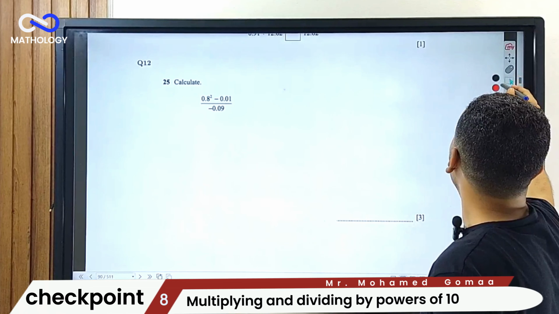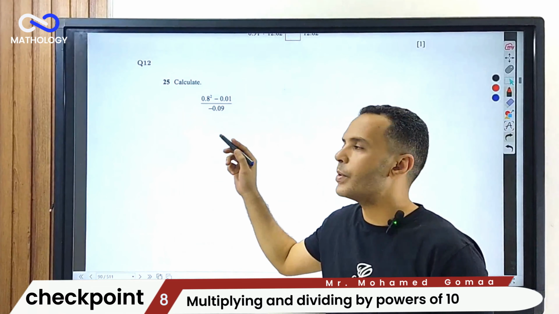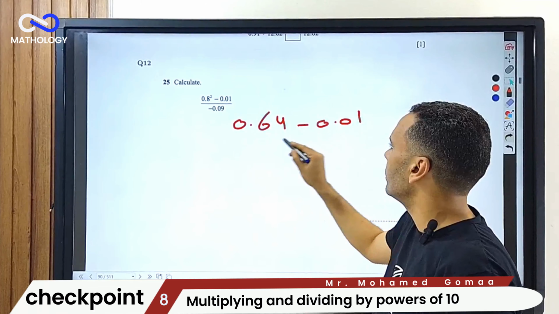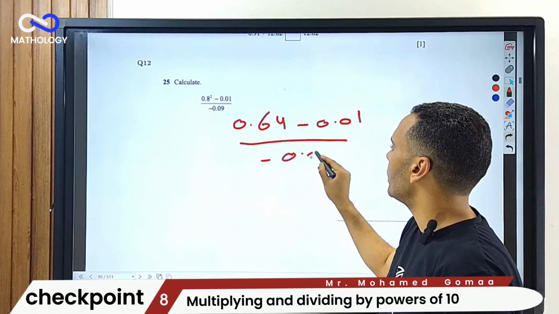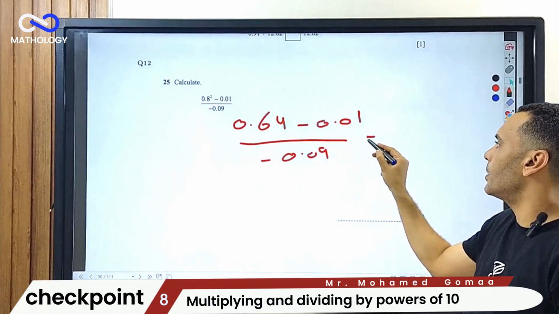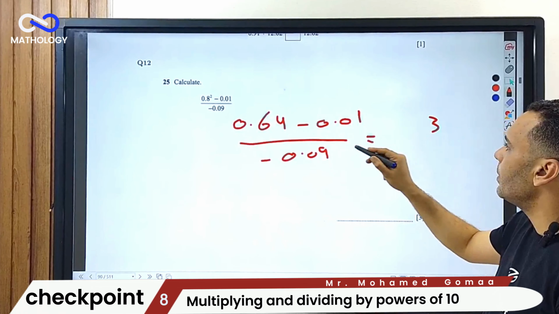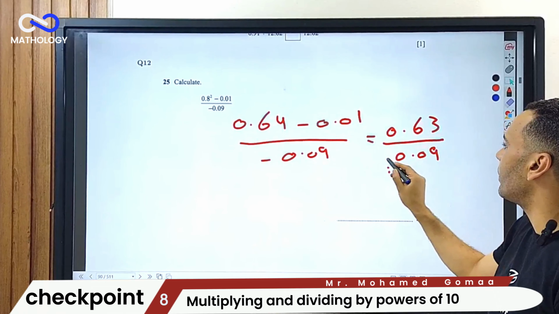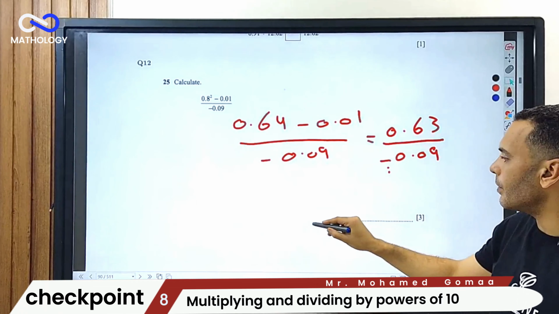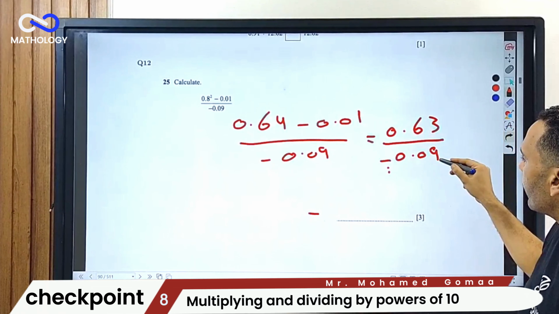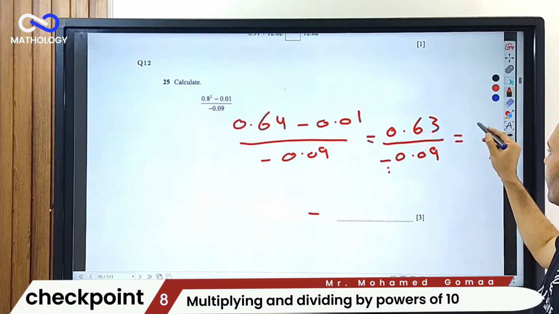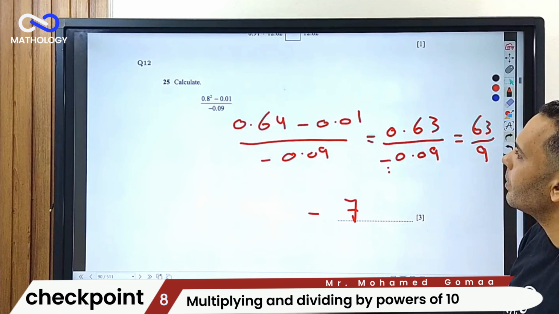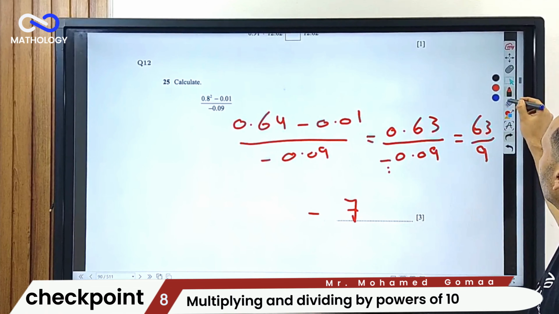Calculate 0.8 squared. 0.8 multiply 0.8 equals 0.64 minus 0.01 over negative 0.09. Now subtraction, 4 minus 1 equals 3. 6 minus 0 is 6, over 0.09 with a negative sign. Positive divided by negative is negative. To cancel out this decimal point, multiply by 100 over 100. It will be 63 over 9, which equals negative 7. The answer will be negative 7.